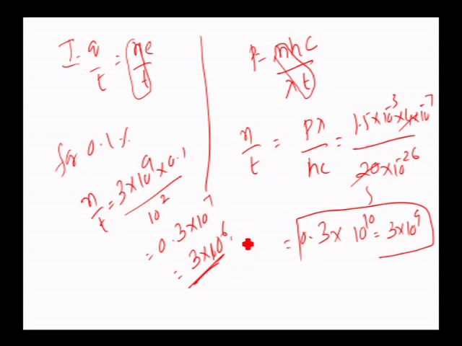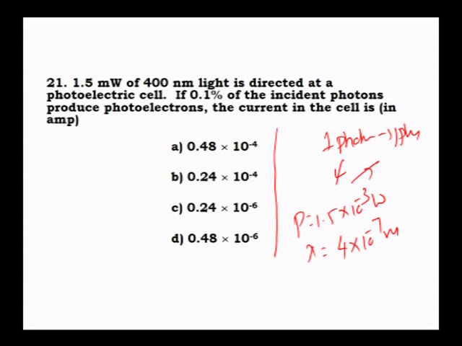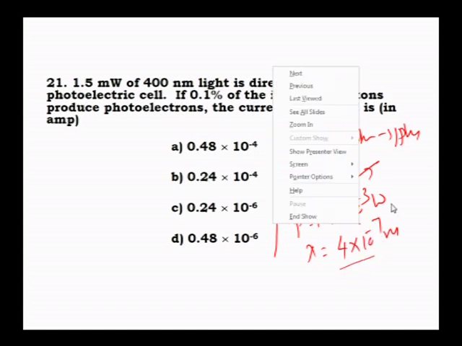Consider that 1 photon can emit 1 photoelectron, so it will emit 3 into 10 power 6. Let us substitute that: therefore n by t is equal to 3 into 10 power 6. Again, the charge of an electron is 1.6 into 10 to the power of minus 19. 1.6 into 3 is 4.8, into 10 to the power of minus 13. Anyway, what are the answers? I missed out a power value; it is 1.5 into 10 power 3.